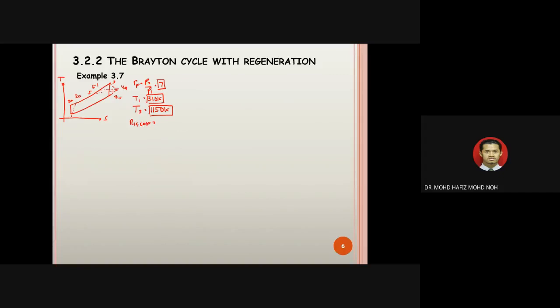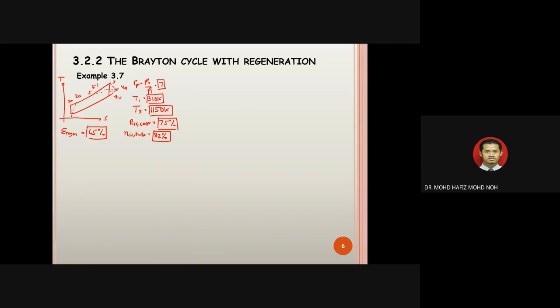And then they give you the value of isentropic efficiency for the compressor, which is 75%. They also give you the value of isentropic efficiency for the turbine, which is 82%. Nevertheless, they also give you the effectiveness of the regenerator, which is in this case 65%. So you got all the information, and then the TS diagram is ready.